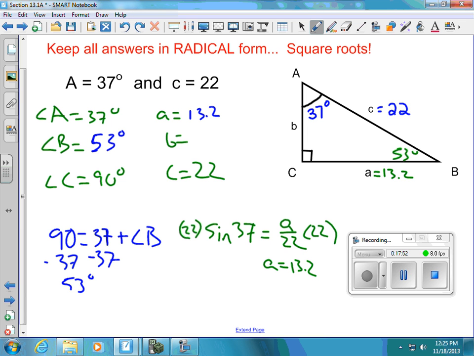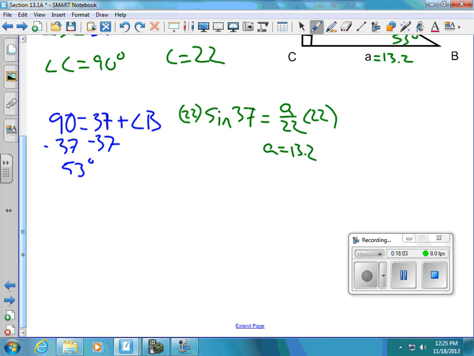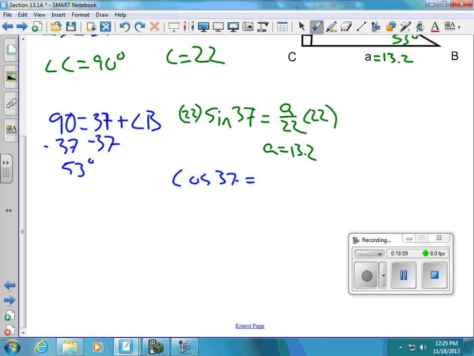Now I have options. I can use the Pythagorean theorem to find B. I can use another trig ratio if I want. This time, maybe we'll do cosine of 37. The cosine of 37, well, that's adjacent and hypotenuse. That'd be B over 22. Multiply both sides by 22. We get 22 times the cosine of 37 equals B. When we plug that in our calculator, we should get 17.6.